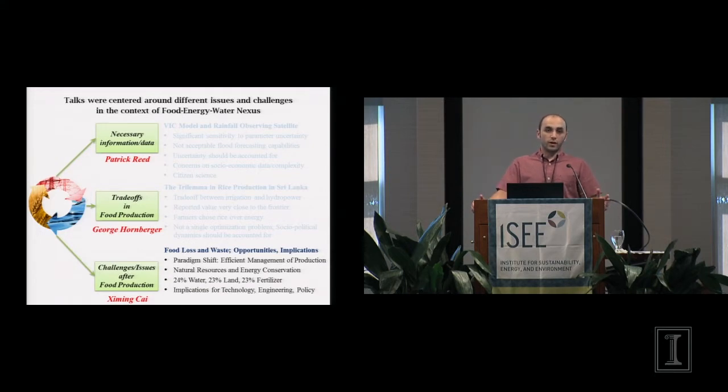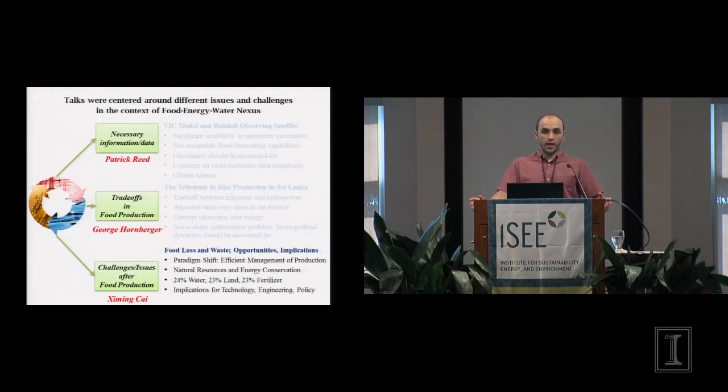We are dealing with a grand challenge of feeding 9 billion people by 2050. However, we need to consider that we need to maintain the environment that we have without additional harm. So we need to have a paradigm shift from focusing more on increasing production towards more efficient management of production. And food loss and waste prevention is one of the solutions for this purpose.